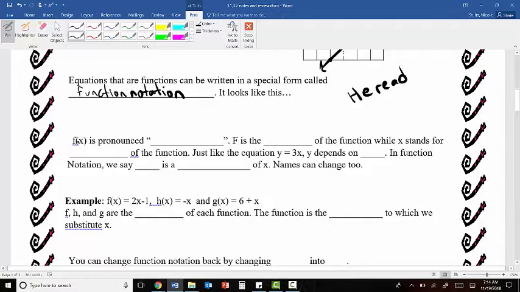So in this case, f parenthesis x is pronounced f of x. It does not mean f times x, so we cannot say of means times in this scenario. So in function notation, it means something completely different. The letter f is the name of your function or formula. X will stand for the input.